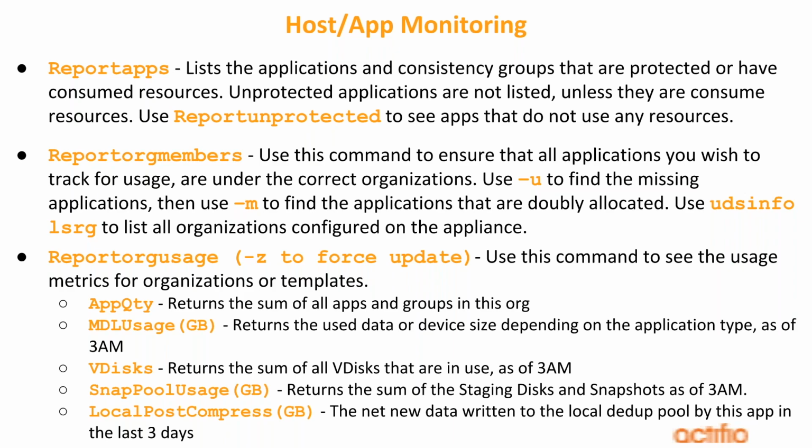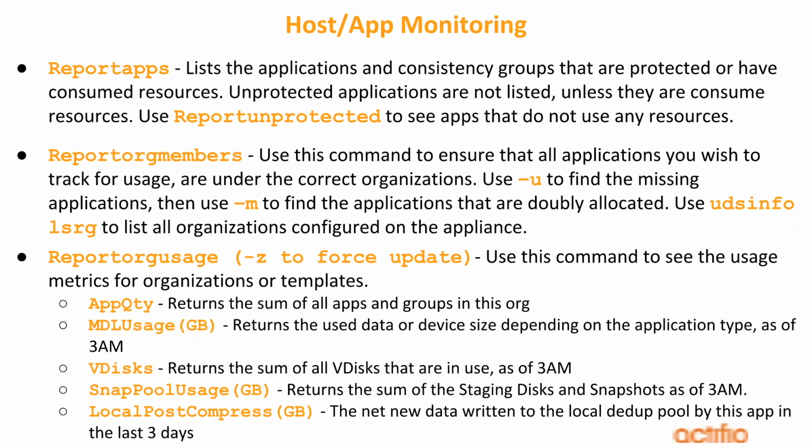Moving on to report org members. This is the one I just brought up regarding some of your MSP type models. Couple of interesting parameters for this. If you've onboarded a bunch of applications for a client and you want to make sure that you've got all their applications into that org so you can traffic it properly, we can report org members -u. And that will tell you about any applications that we find that are not part of an organization.